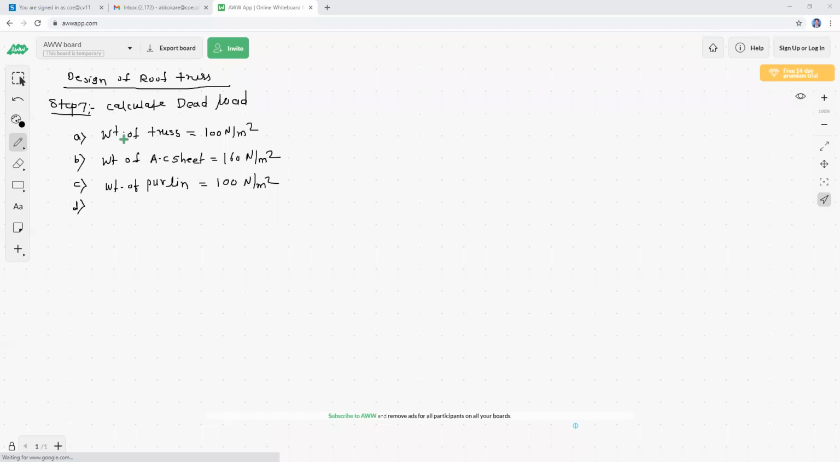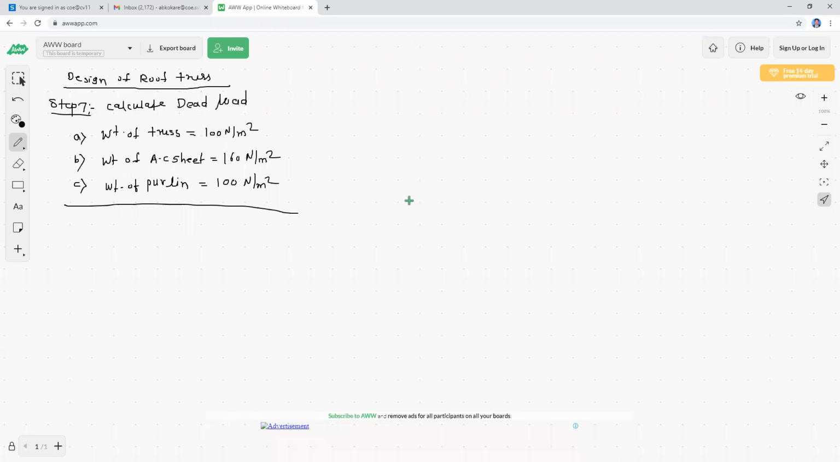So these three loads are given in the problem statement: weight of truss, weight of AC sheet, and weight of purlin. The fourth dead load is the weight of bracing, which is not given in the problem statement. So you can take the addition of these three loads, because weight of bracing is not given, so we cannot add it. Are you getting it? In the problem statement only these three dead loads are given.